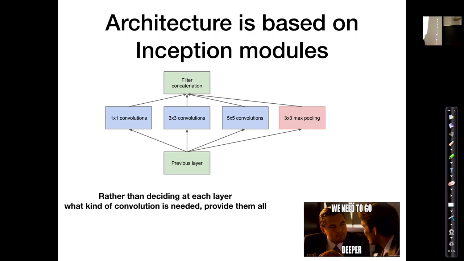So leave it to the learning to figure out what we want here and what's best. Right? If it turns out we don't need a 5x5 convolution, no one will ever update those weights. Those weights will just sit there. No one will ever use it. This is a meme that was referenced in the paper. I don't know if you remember the movie Inception. Yeah, so that's where they got the name.